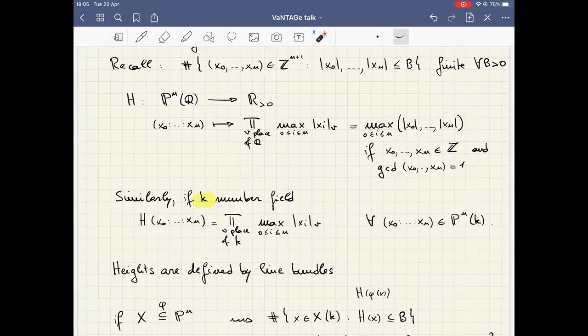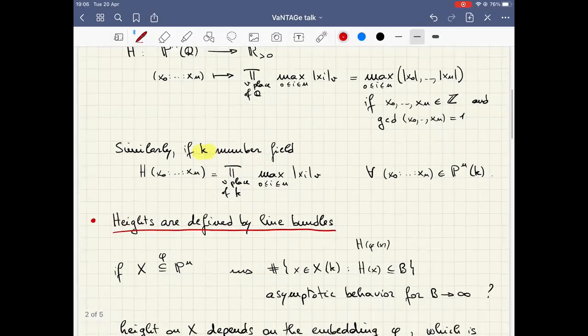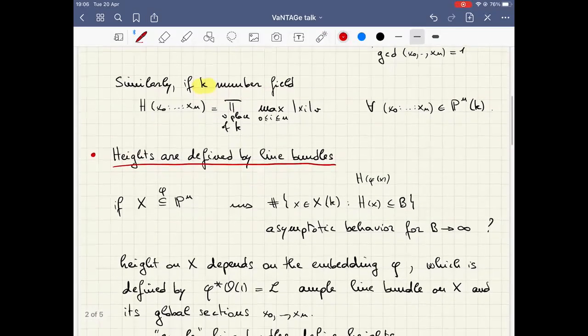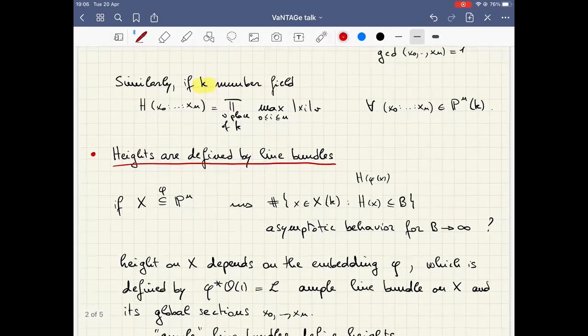All right, so what can we say more about heights? These are heights for the projective space. I want to talk about heights for various types of varieties. So the next piece of information that we want to understand is height for varieties. And the slogan is: heights are defined by line bundles. If you're familiar with heights, you probably already know this. Otherwise, here is how it goes.